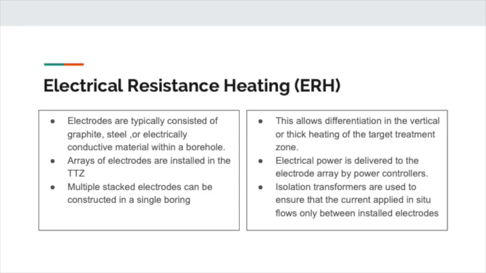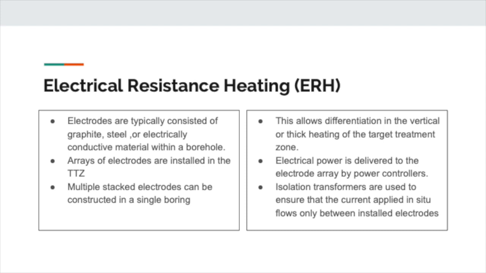The second one we have is electrical resistance heating, or ERH. Electrodes are typically composed of graphite, steel, or electrically conductive material within a borehole. Arrays of electrodes are installed in the Target Treatment Zone, or TTZ. ERH uses an electrode system to pass electrical current through the thin layer of moisture that coats the soil grains. The electrode system uses current flow to create heat while the soil acts as an electrical resistor.